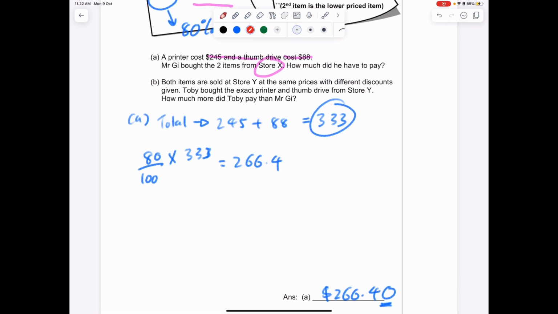Both items are sold at store Y at the same price with different discounts. Toby bought the exact same printer and thumb drive. How much more did Toby pay than Mr. G? So first, we need to find out how much did Toby pay in the end.